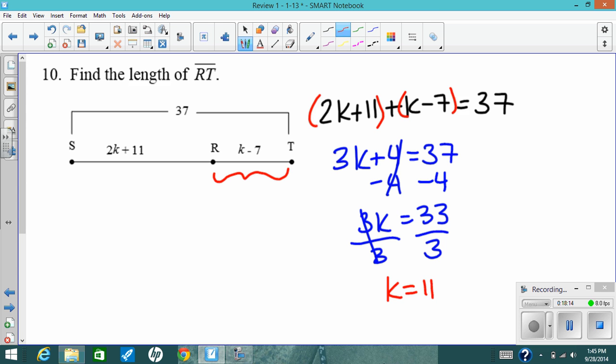So I get K is 11. I want to know the measure of RT, the length of RT. That's K minus 7. So 11 minus 7, that means that RT is 4.